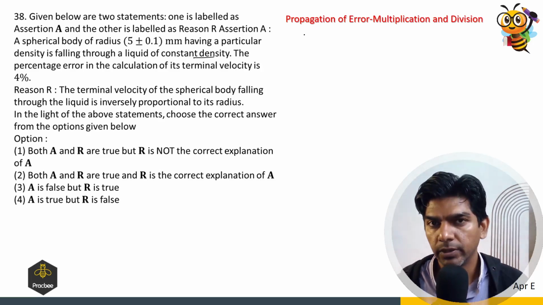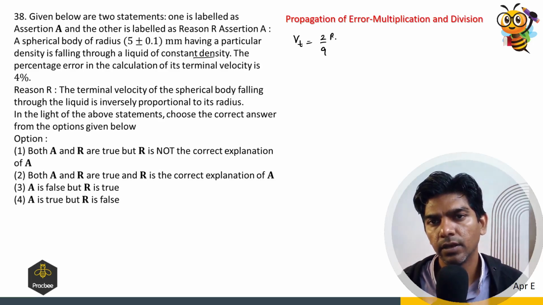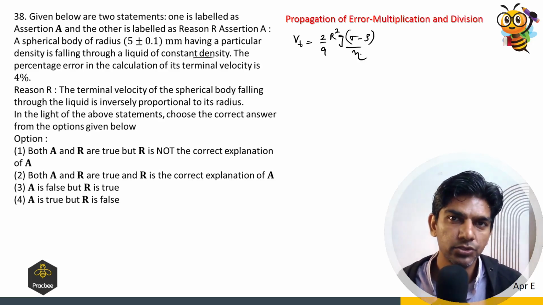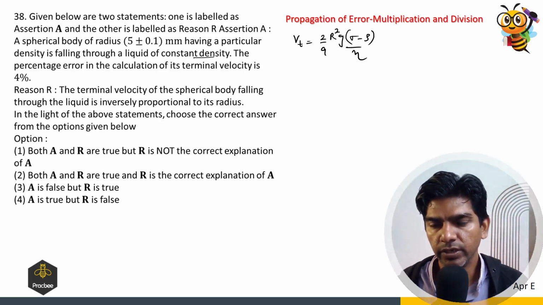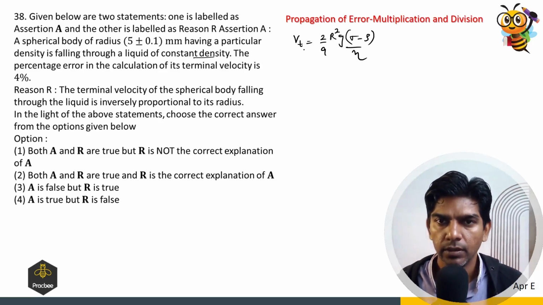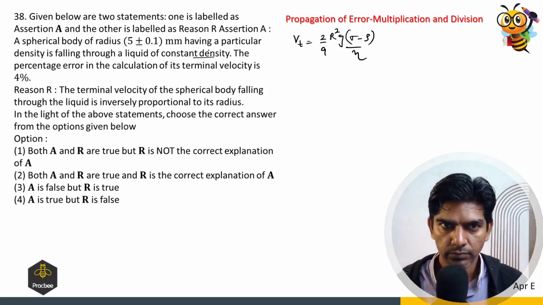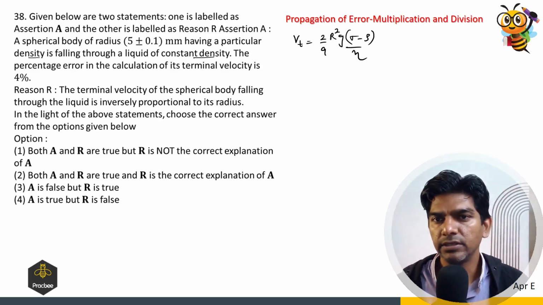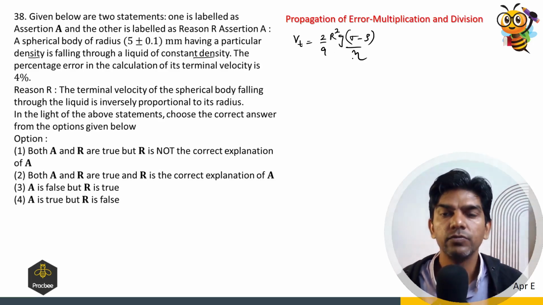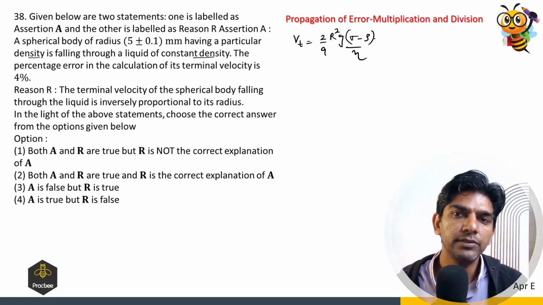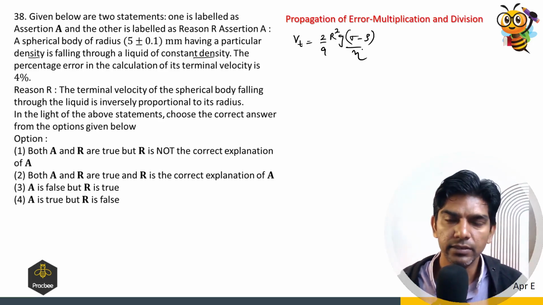So if you remember, the terminal velocity is given as 2 by 9 r square g (sigma minus rho) divided by eta, where sigma is the density of the body, rho is the density of the surrounding viscous fluid, eta is the coefficient of viscosity, g is acceleration due to gravity, r is the radius of the body, and vt is the terminal velocity. Here, no error is given in the densities, and no information is given about the coefficient of viscosity and g. So we can treat g, (sigma minus rho) by eta, this term as exact, there is no error.